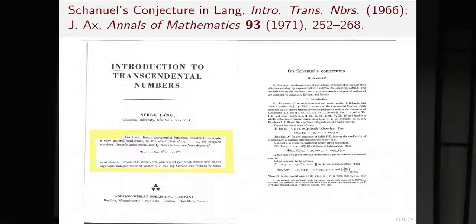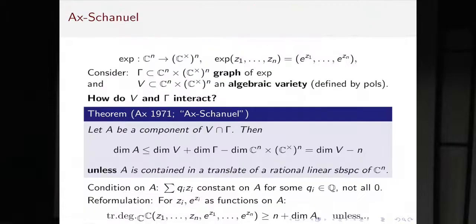That conjecture was proved by Ax in 1971. This is the first page of Ax's paper, and this is a theorem that goes by the name Ax-Schanuel. So Ax-Schanuel is a theorem about functions. We take the Cartesian powers of the exponential function, just going from C^n to (C^×)^n, where C^× is the non-zero complex numbers. And inside C^n times (C^×)^n is the graph of exponentiation.